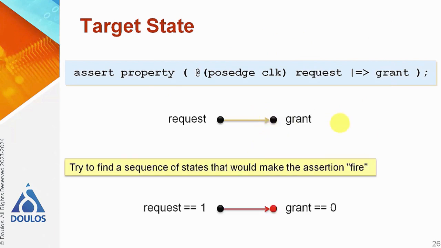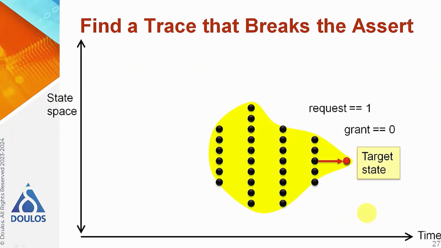So this particular assertion would fail or fire if ever we had a request being true, followed by a state in which grant was 0. What a formal tool is trying to do is to find a sequence of states through the state space of our design that's going to cause this assertion to fail or fire. So the formal tool represents this target state of a request being 1 followed by a grant being 0, and then attempts to find a sequence of states through the state space of our design that would cause our assertion to fail or fire. And it does that mathematically, analytically.